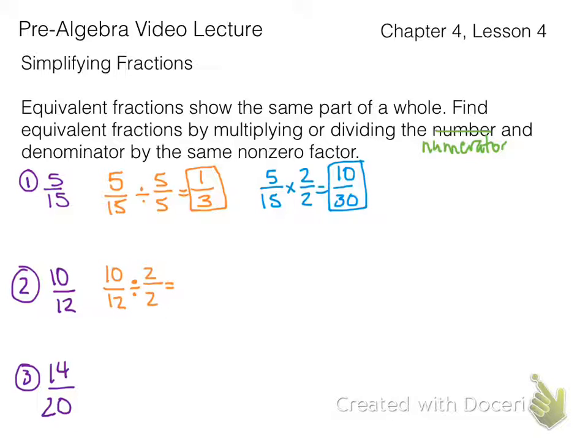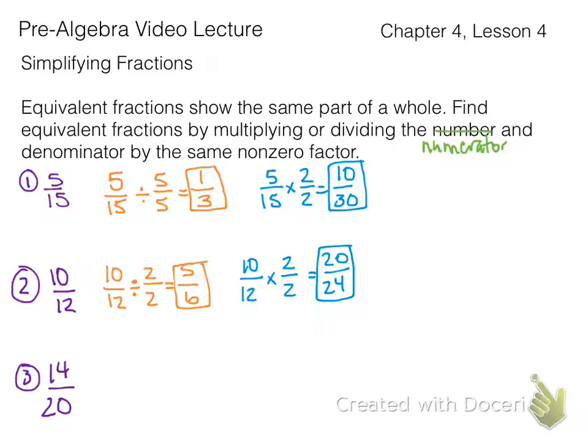Alright, next we're going to do 10/12. We're going to divide by 2. We're going to get 5 over 6. We can take the same fraction again, 10/12, multiply it by 2, and you get 20 over 24, because 2 times 10 is 20, 12 times 2 is 24. Again, when we're multiplying fractions, it's the top number times the top number over the bottom number times the bottom number.